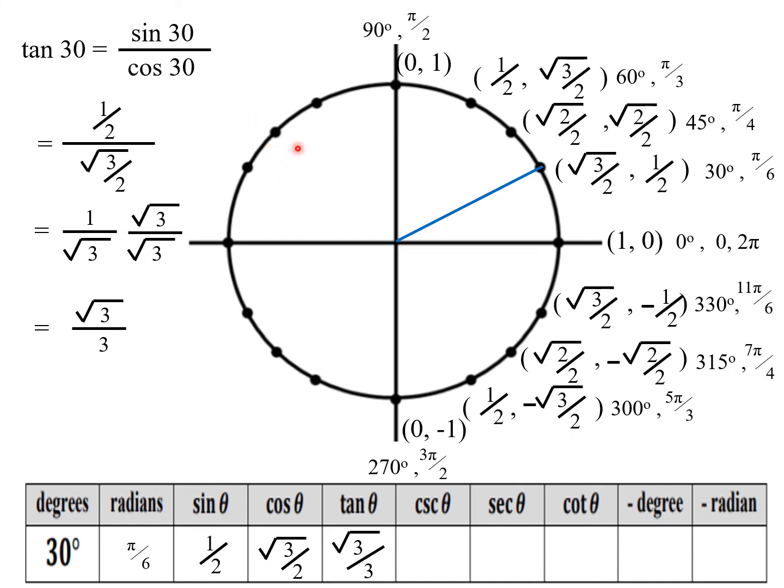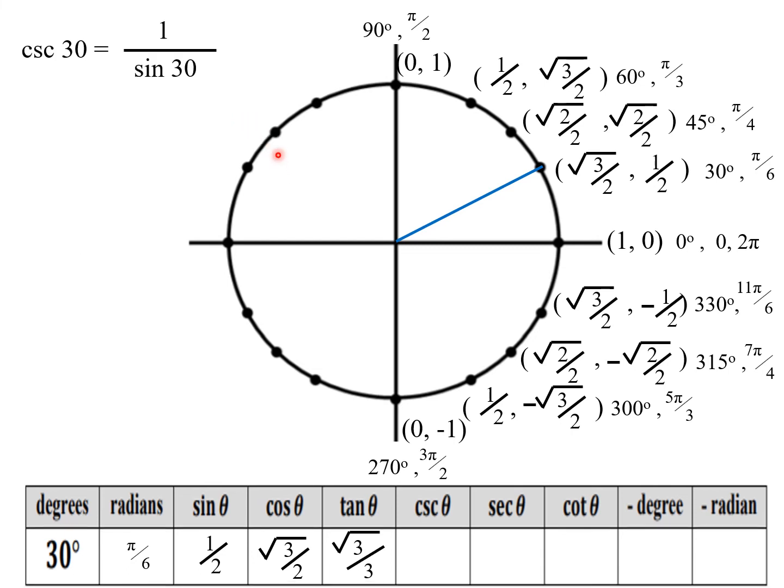Okay. Next, the cosecant of 30. Now, the cosecant, by definition, is 1 over the sine. And the sine of 30 was 1/2. Well, then 1 over 1/2. What's 1 over 1/2? Well, that's 2. So that makes cosecant 2.